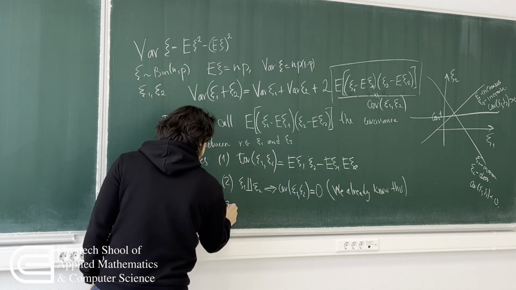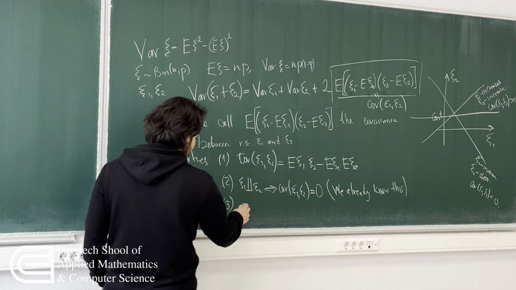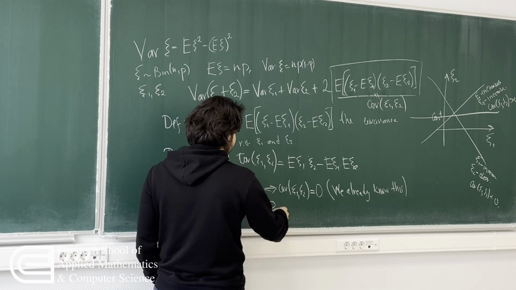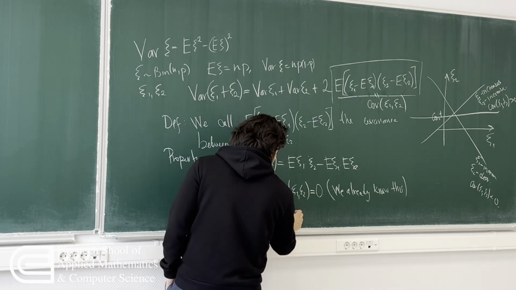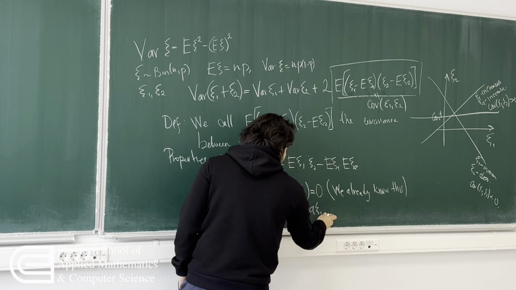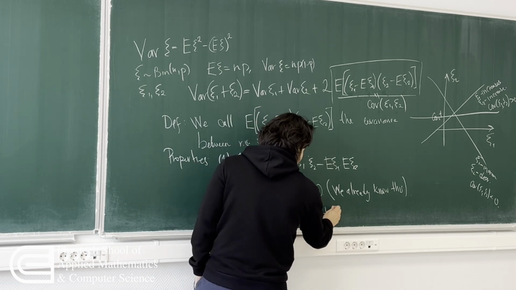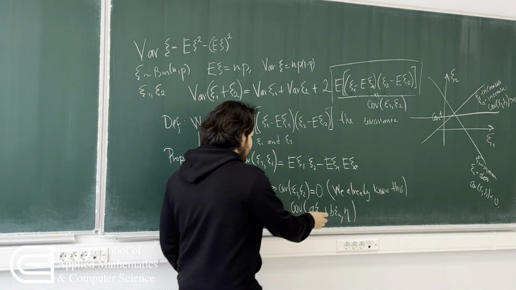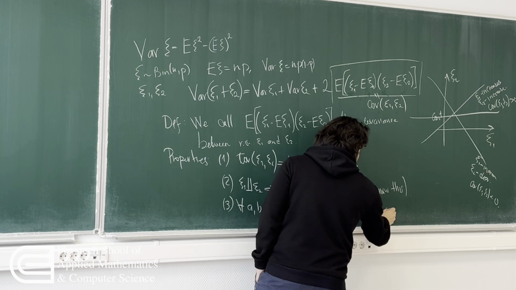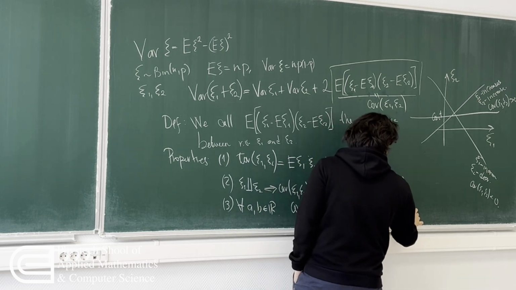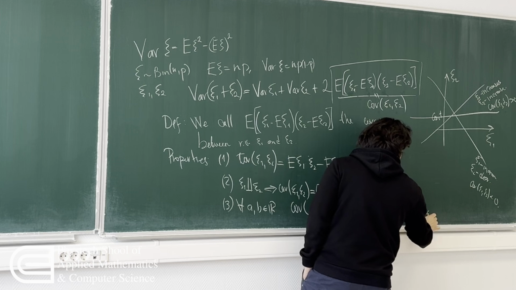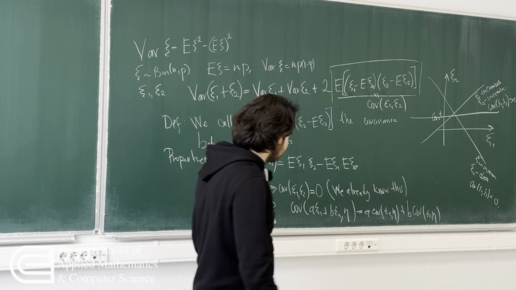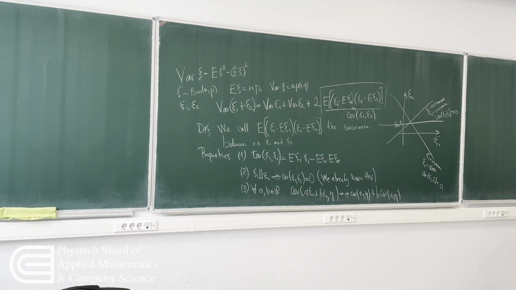Now, property number 3, linearity of the covariance. So for every a and b from the real numbers, and two random variables, psi1 and psi2, we'll have that the covariance of a psi1 plus b psi2 and eta will be equal to a times the covariance between psi1 and eta plus b times the covariance between psi2 and eta. Linearity of the covariance, okay? So this is the third property.